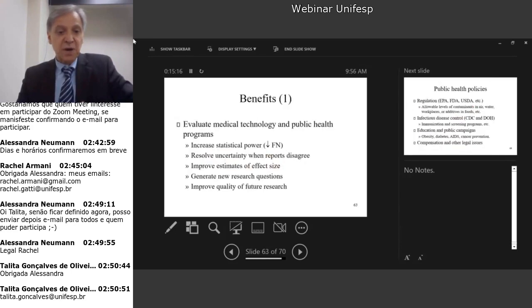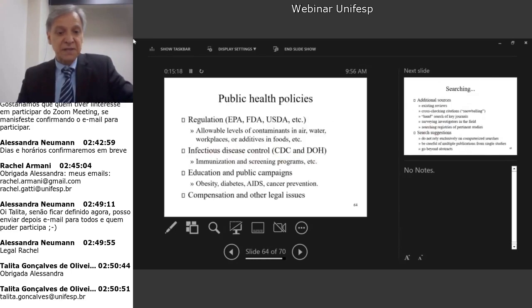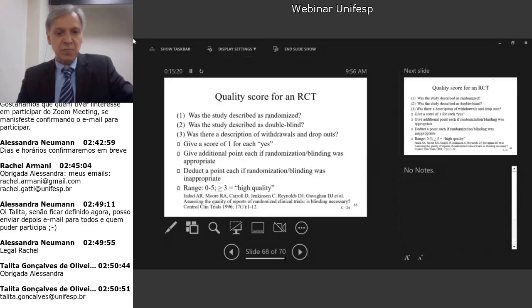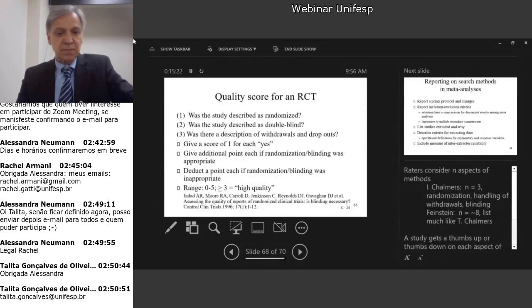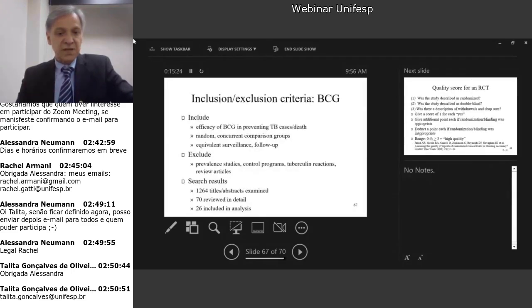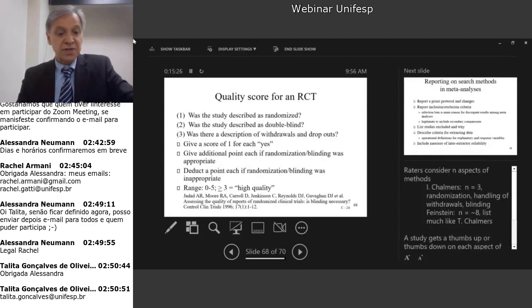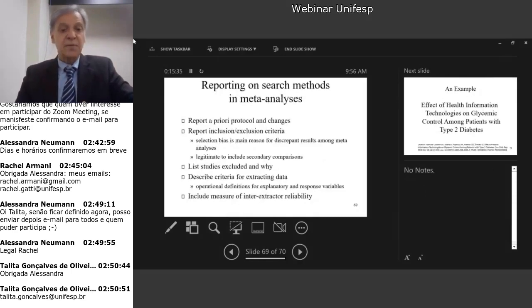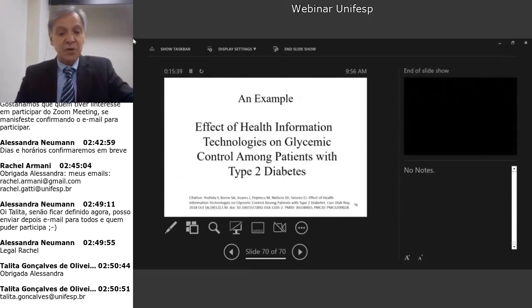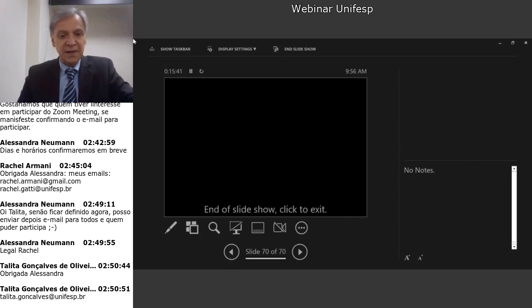I want you to read this part on future application, benefits. It's really a general overview, okay? You can always ask the question, quality score for RCT. You see that? Remember we discussed it? I created a quality score here, 0 to 5, where high quality is 3 or more. Reporting on search methods and meta-analysis. And then I'm going to show you a very quick example in this study.